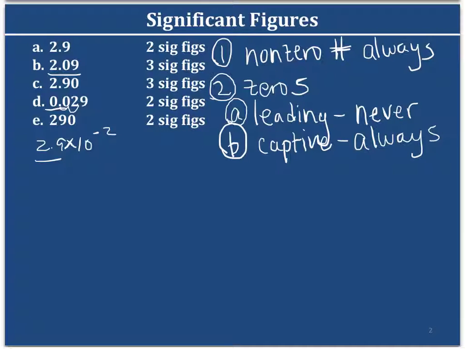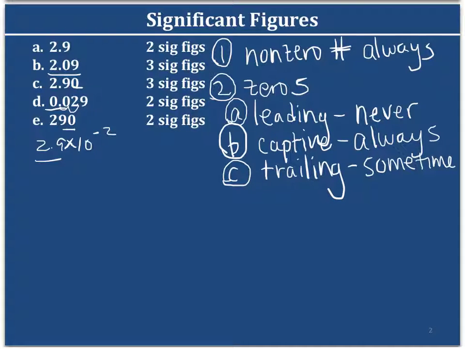And then our third type of zero are trailing zeros. Trailing zeros just come at the end of the number. Trailing zeros are sometimes significant. So look at C and E. They both have trailing zeros. One has 3 sig figs, the other has 2. So what's the big difference between those two numbers?